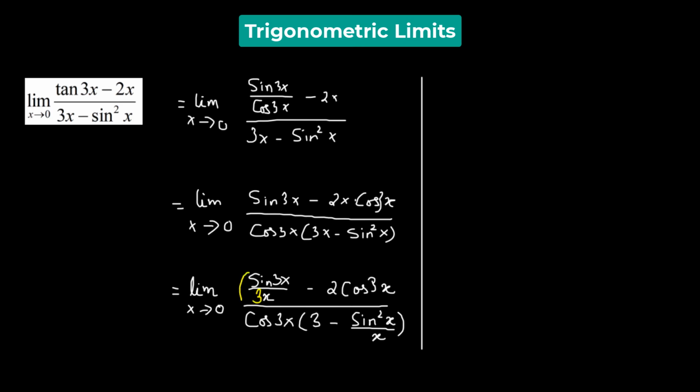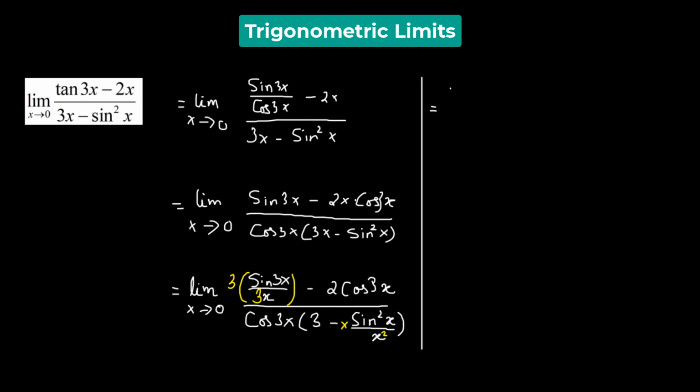So that means we have to multiply the function by 3. Similarly, here we can multiply by x squared, and then we have to multiply by x. Now we're going to calculate the individual limits.